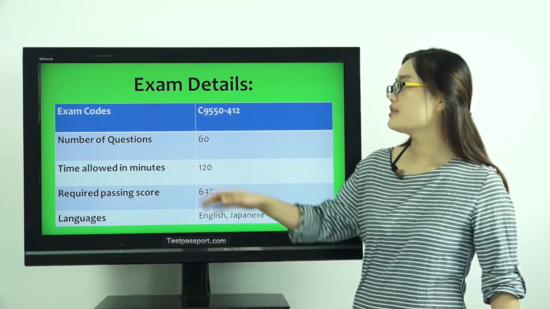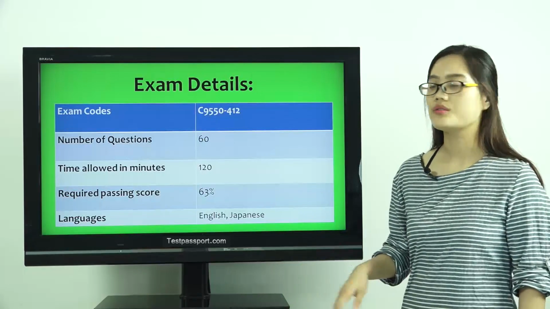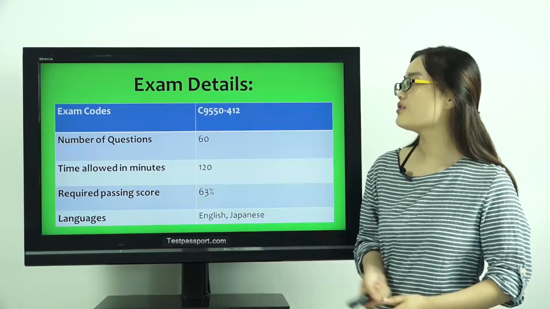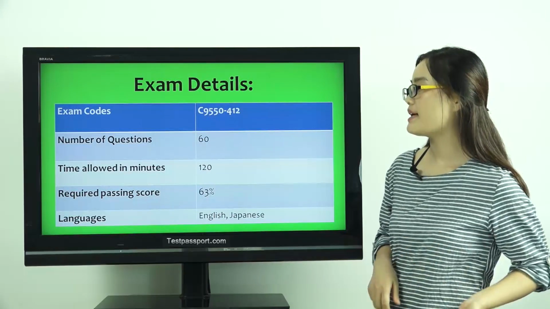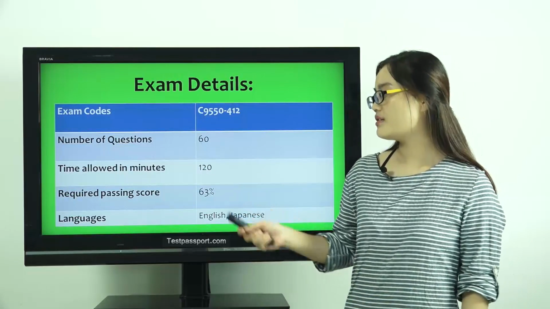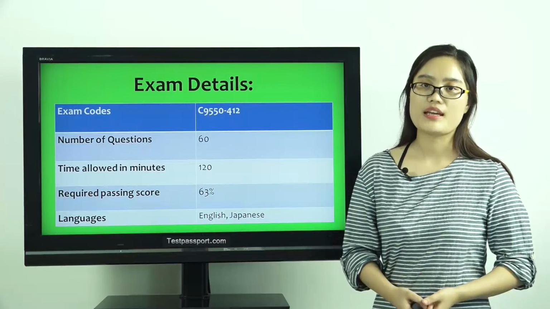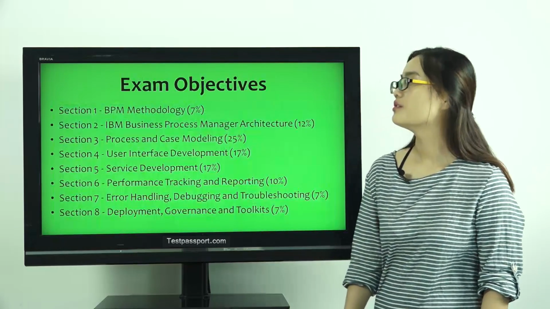As you can see, the exam code is C9550-412. There are 60 questions in your real test, and you have to complete this test in 120 minutes. The required passing score is 63%. The languages are English and Japanese.